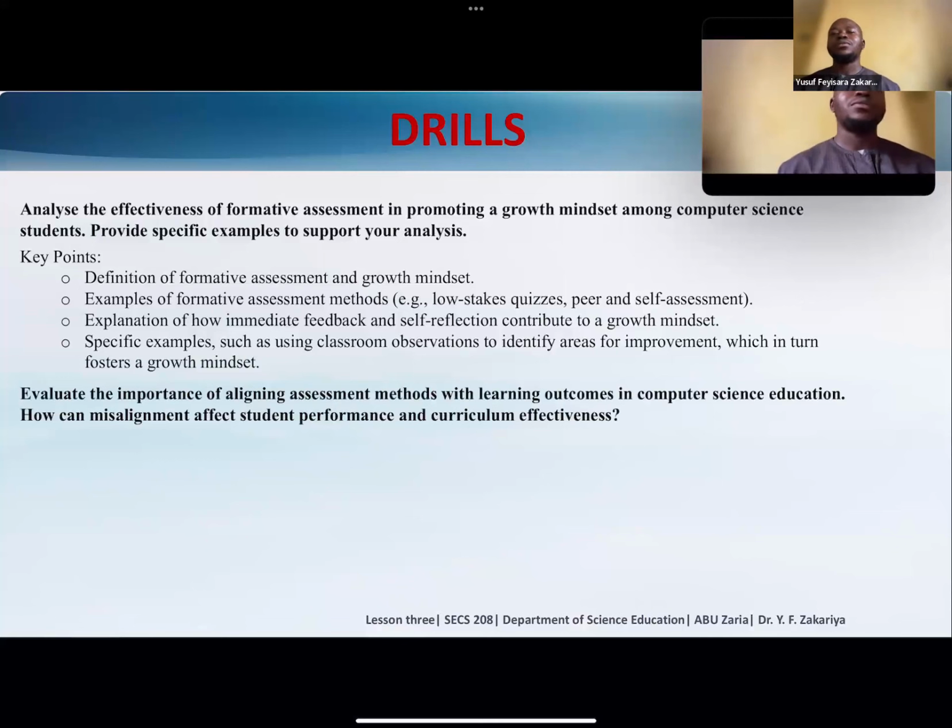Look at this question. Evaluate the importance of aligning assessment methods with learning outcomes in computer science education. How can misalignment affect student performance and curriculum effectiveness? What are the key points you are going to include if you are given this task? Think about it. Any trial?